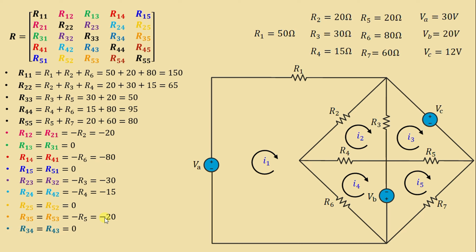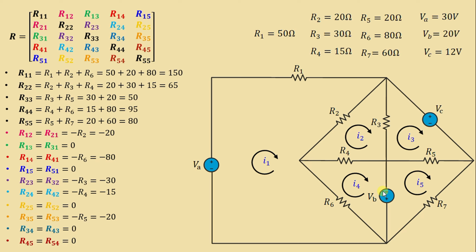Let's go to R34 and R43. This is mesh 3 and this is mesh 4. There is no common resistance. That means R34 is equal to R43 is equal to 0. Let's move on to the last one, R45 and R54. This is mesh 4 and this is mesh 5. There is no common resistance, so R45 is equal to R54 is equal to 0.